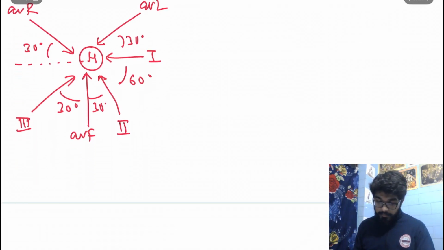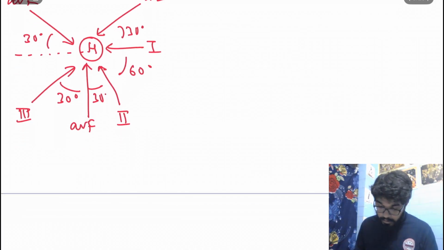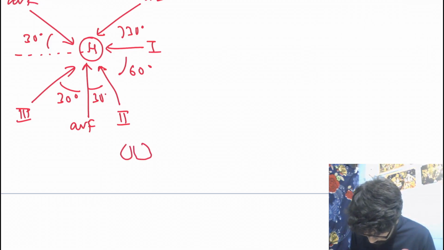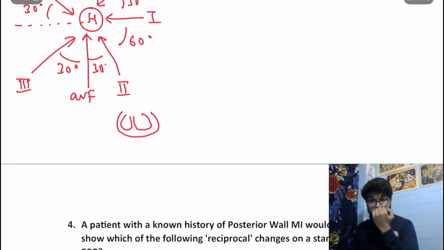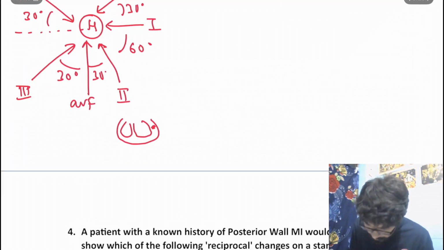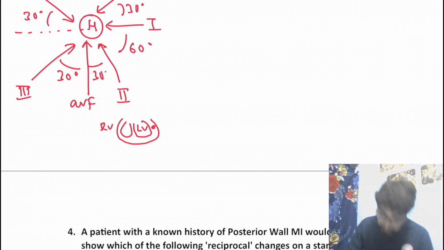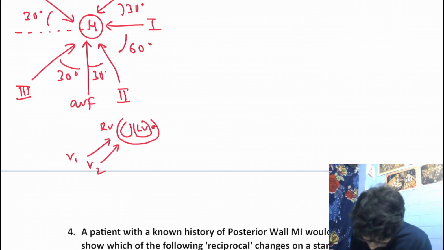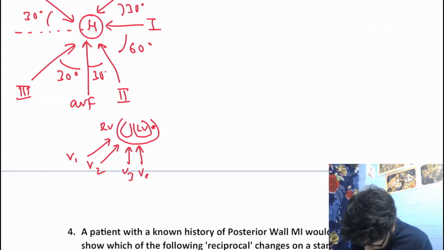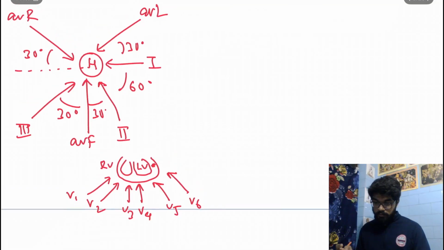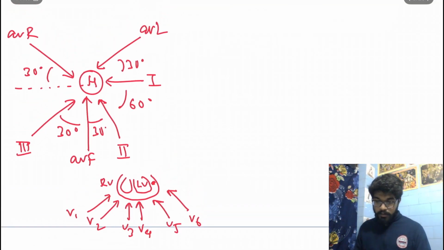Now if we talk about the chest leads, suppose this is the cross section of the heart. This is the left ventricle, this is the right ventricle. Over here V1 and V2 look at the right ventricle. At the septum we have V3 and V4, and finally at the left ventricle we have V5 and V6. So we all know which leads point towards which aspect of the heart.